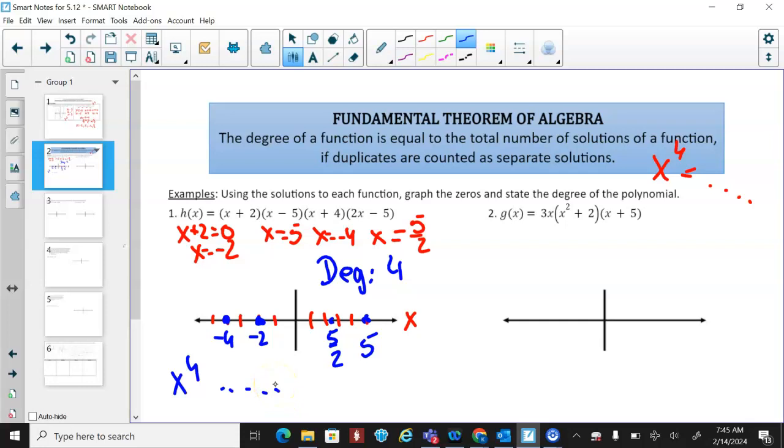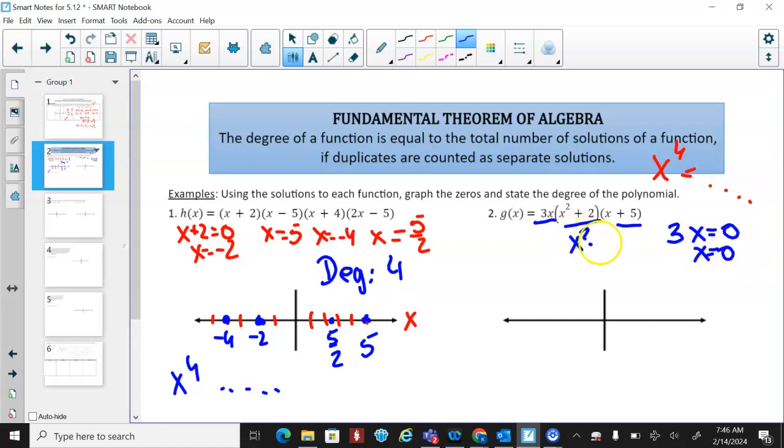All right. Now for number 2, we have to set every single part equal to 0. That means that 3x in the front has to equal 0, the x squared plus 2 factor has to equal 0, and x plus 5 has to equal 0, to solve. So 3x equals 0, x equals 0, so that's one solution.